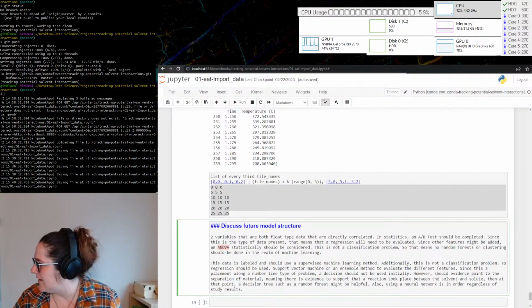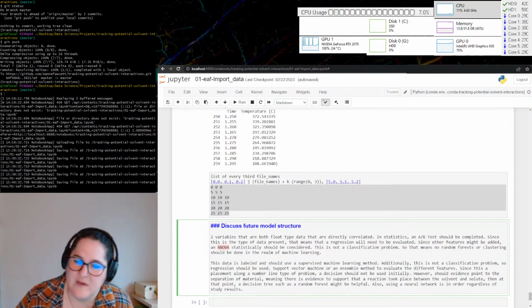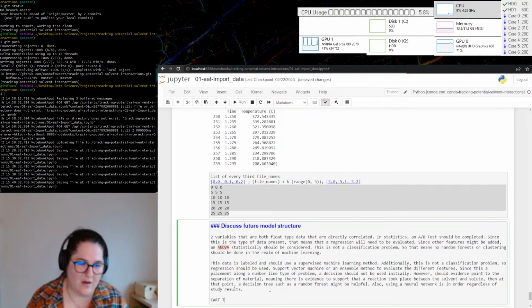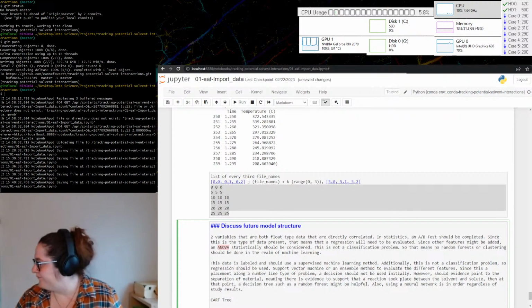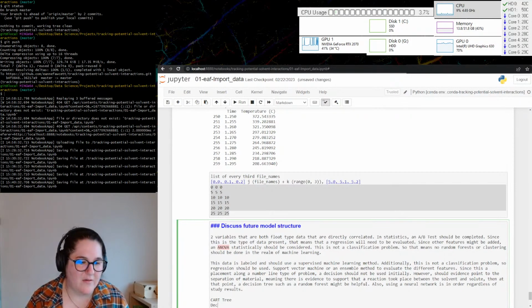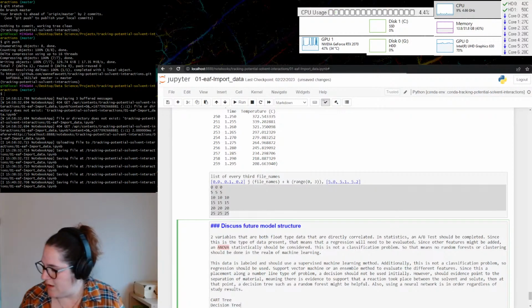Now, in regression, there are a couple of different types of regression. One of them is called a CART tree. And then there are decision trees. The CART tree is a very specific type of decision tree, but we also have the general decision tree.